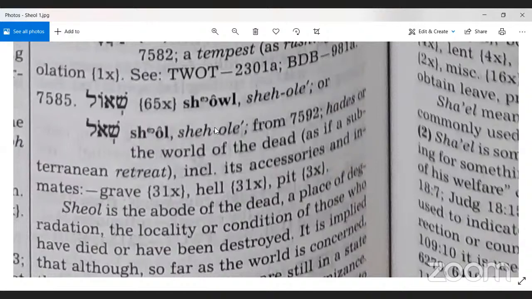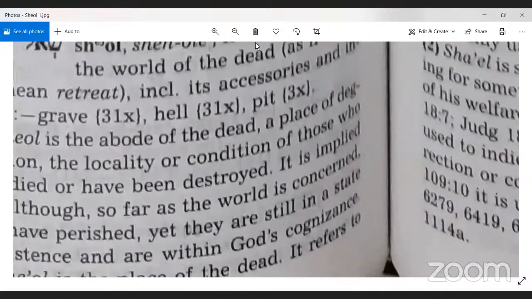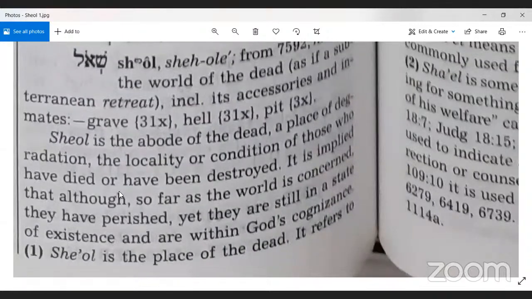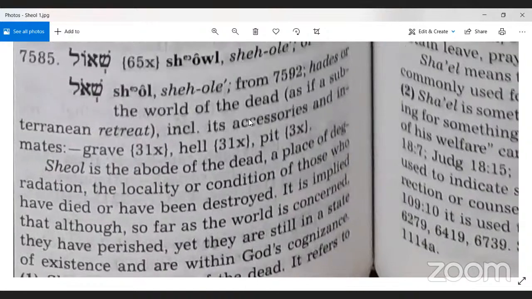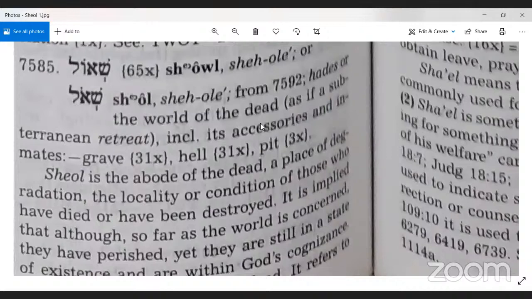Okay, so now do we agree that it is implied? Does the meaning imply that so far as the world is concerned, they have perished, yet they are still in a state of existence in the Most High's mind? Are y'all with me? Yes. So do you all agree that is implied by the world of the dead? Whatever your conclusions are, there is no right and wrong.